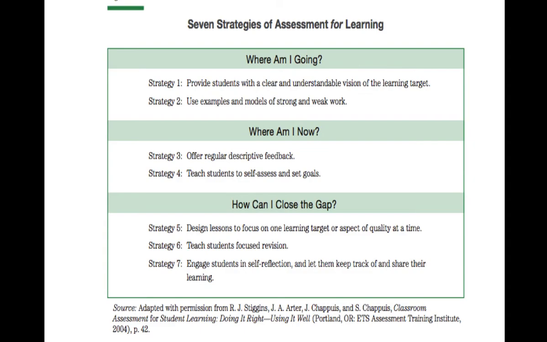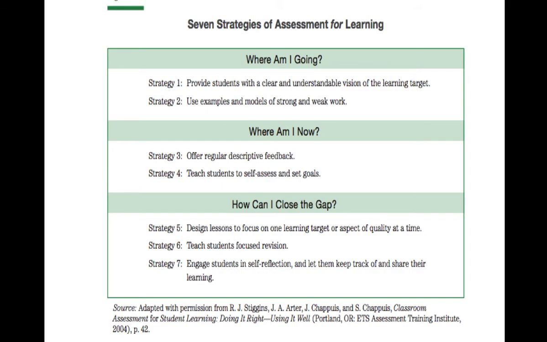So the next question, where am I now, tells the student what their strengths are, what they need to work on, where they go wrong, and what they can do about it. And essentially that is giving them regular descriptive feedback. Strategy 4 tells your students how to self-assess and set goals. Now, goal setting is another lesson in and of itself, but when done correctly, your students become more self-regulated. And with your feedback, they get to know what their strengths and weaknesses are.